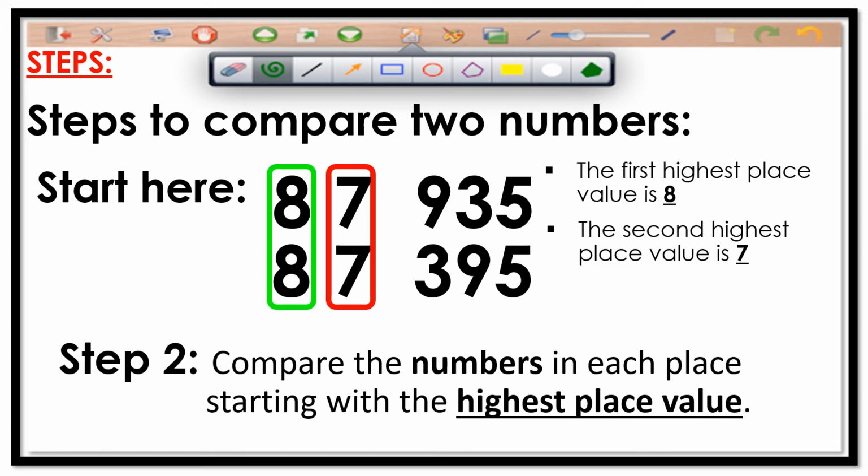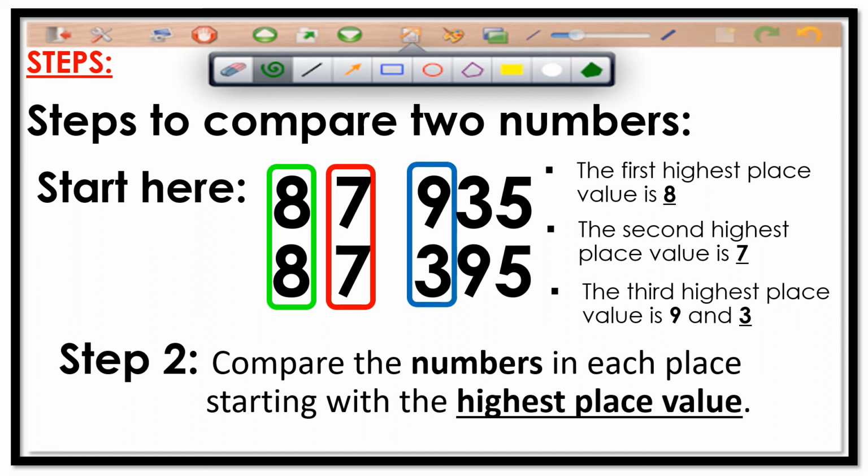So, step 3 tayo. Kasunod na digit. So, the third highest place value is 9 and 3. So, yun yung numbers na kasunod na highest place value. Sa first number is 9 and the second is 3. Hindi na sila equal. We can compare now. Proceed tayo sa next step.